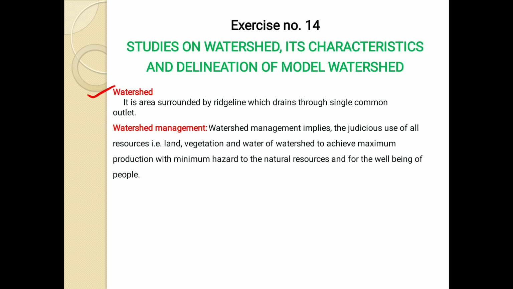Now, see what is meant by watershed. It is an area surrounded by the ridgeline which drains through a single common outlet. Watershed management implies the judicious use of all resources, that is, the land, vegetation, and water of the watershed, to achieve the maximum production with minimum hazard to the natural resources and for the well-being of the people. That is watershed management. These are very important concepts. The definitions of watershed and watershed management are the most important exam points.